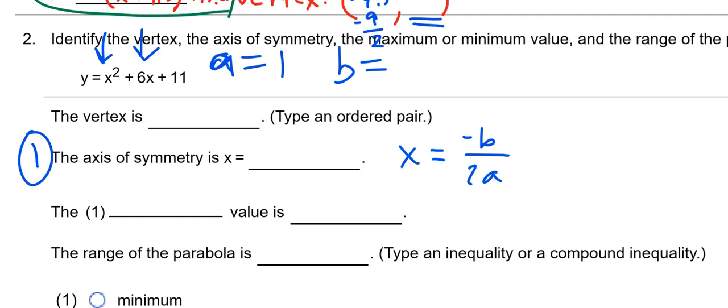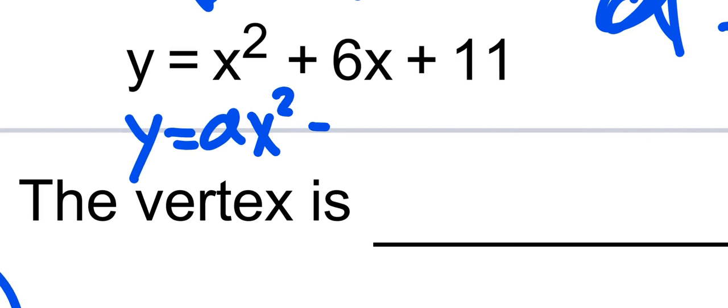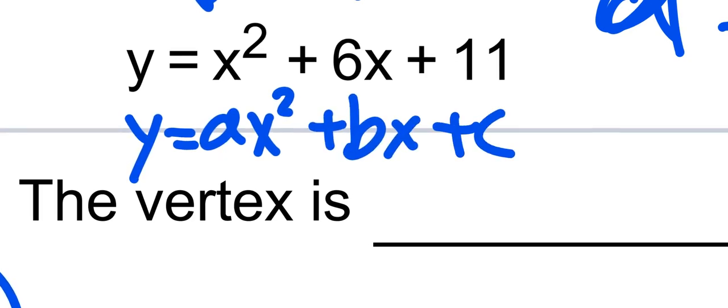It's not a -6, it's a 6. Now, I know what you're getting at when you say -6. You're confusing that with the vertex form. Okay, this is not in vertex form, this is in standard form. So, it is literally y equals ax squared plus bx plus c. This is the version of the equation that they gave me.